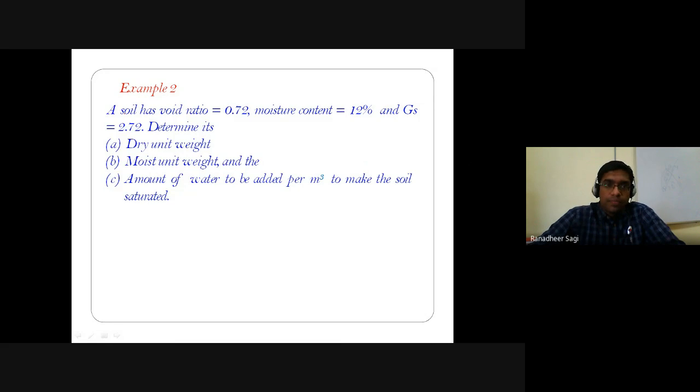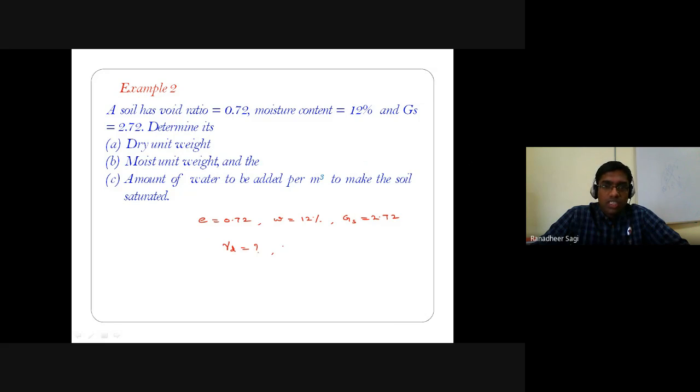So in this particular problem, it's given that a soil has a void ratio of 0.72. The moisture content, which is otherwise also called water content, is given as 12%, and the specific gravity of soil solids is given as 2.72. What we are asked to find out is that we are required to determine the dry unit weight, that's nothing but the gamma D value, which we require to calculate.